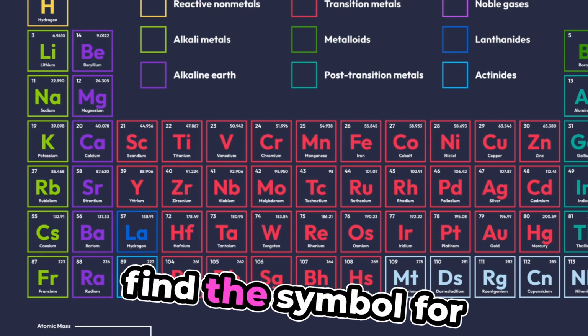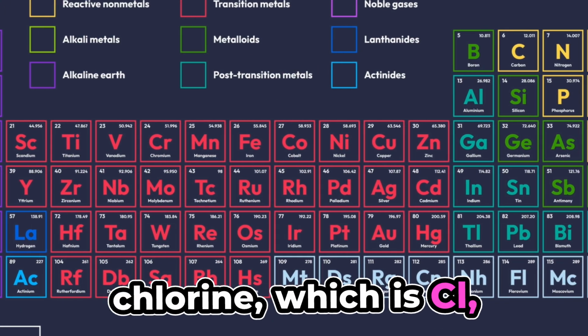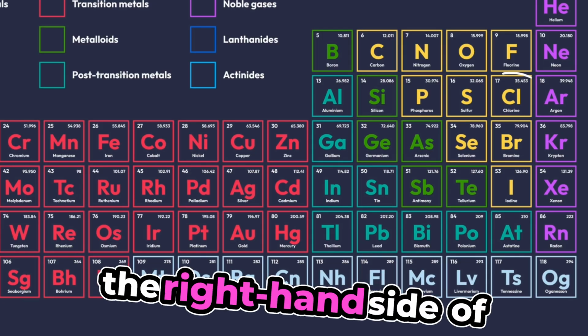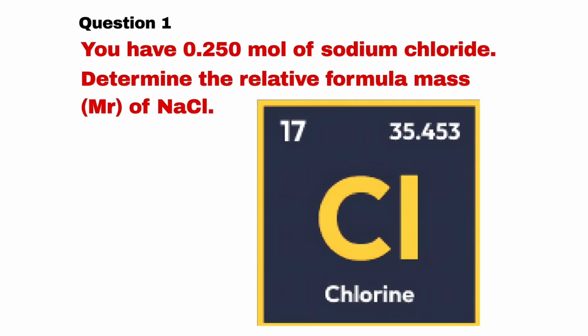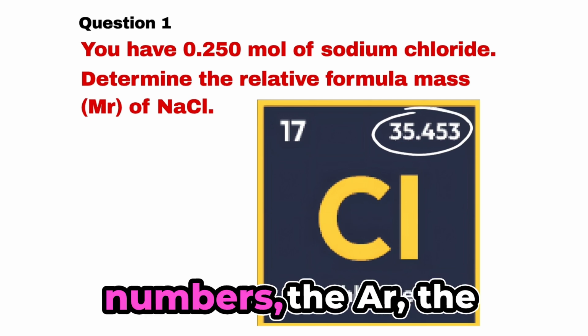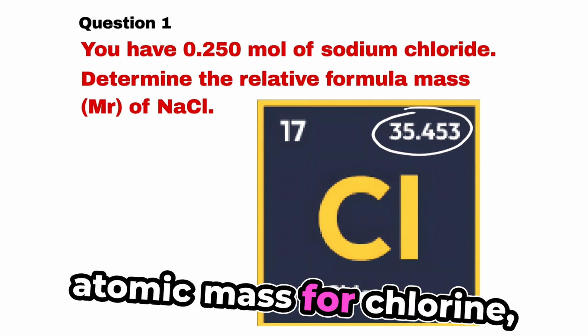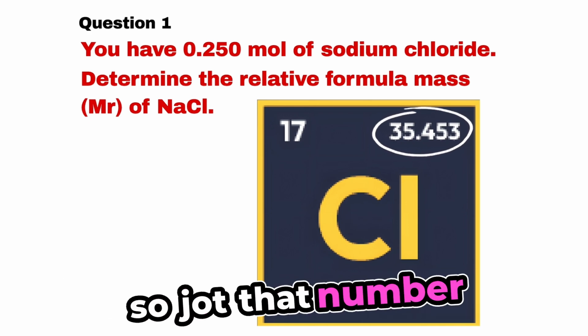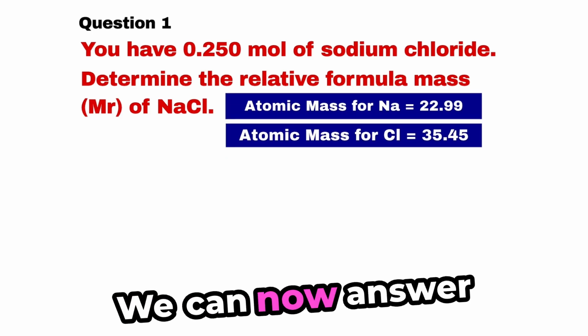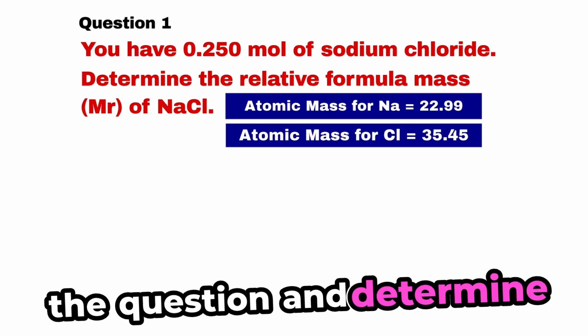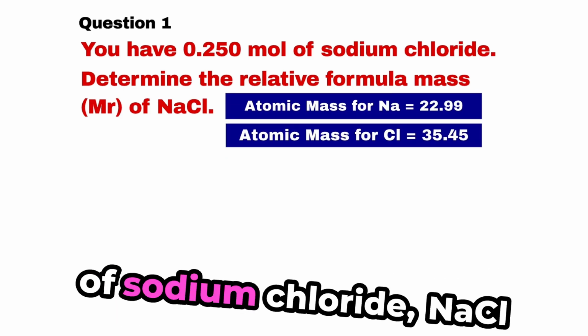Next, we have to find the symbol for chlorine, which is Cl, and it's over on the right-hand side of the periodic table. Chlorine is the same as sodium. We're looking for the bigger of the two numbers, the Ar, the atomic mass for chlorine, so jot that number down somewhere. We can now answer the question and determine the relative formula mass of sodium chloride, NaCl.